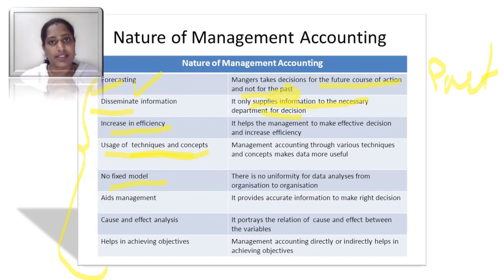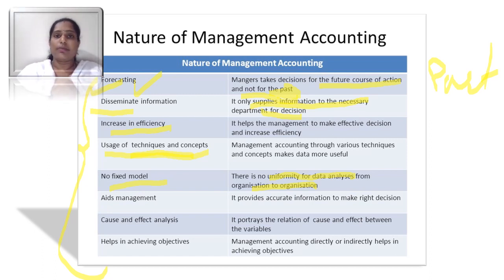It should be dynamic. It should fluctuate in nature. That will be helping over here. See, there is no uniformity of data analysis from organization to organization. There is no hard rule anywhere that this same pattern must be followed. It depends upon what type of organization you are, what is your job nature, what is your product, what is your area of activity. Based on that, the model will be adopted.